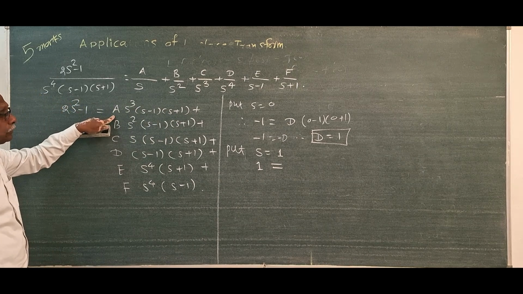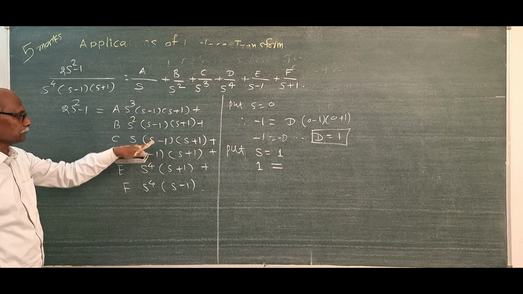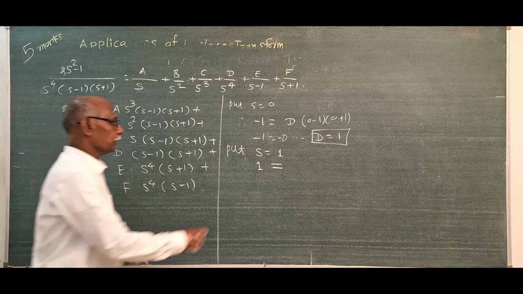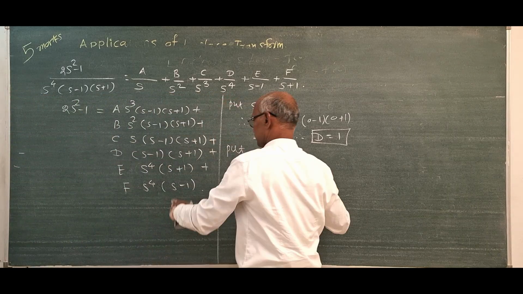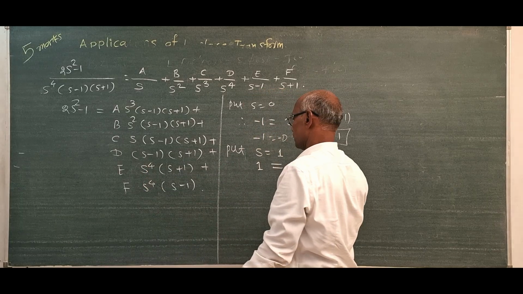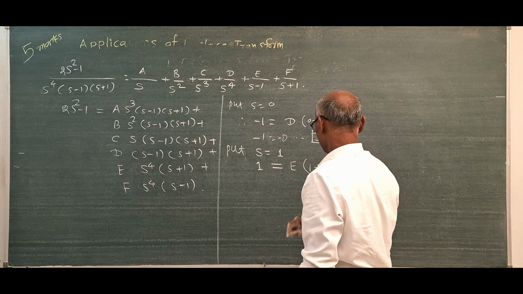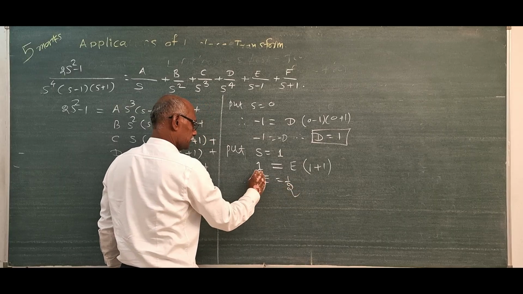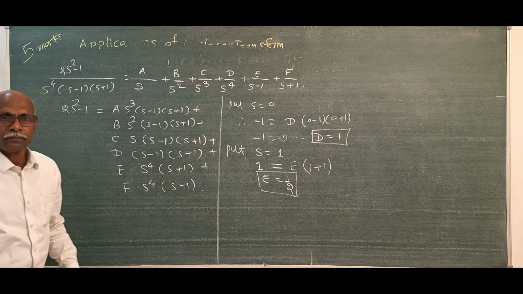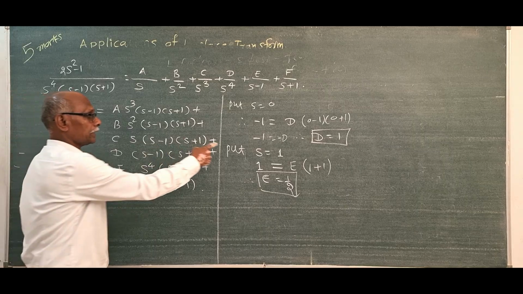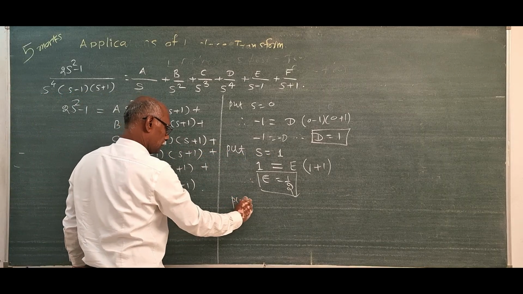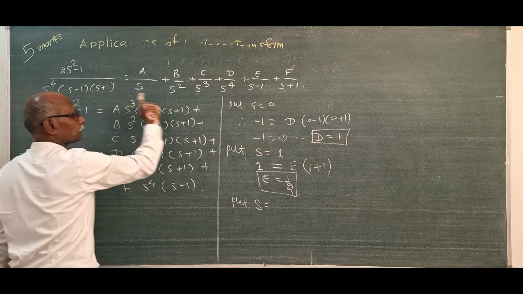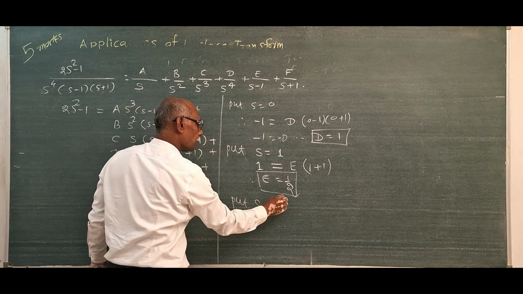A will go because 1 minus 1 is 0, 1 minus 1 is 0, so B, C, D also vanish. So I will write E only. E into the bracket: s raised to 4, that means 1 raised to 4 is 1, and 1 plus 1, that means 2. And therefore E is equal to 1 by 2. Finish. Again, there is a chance of selecting the next value. Yes, s plus 1, this one will vanish, if s is equal to minus 1.